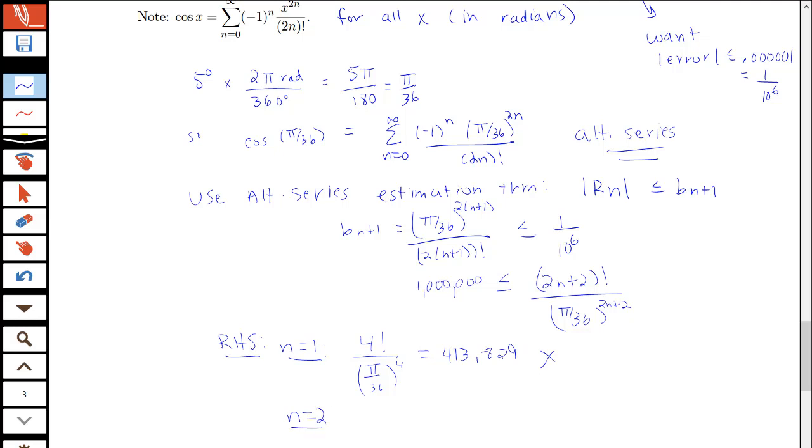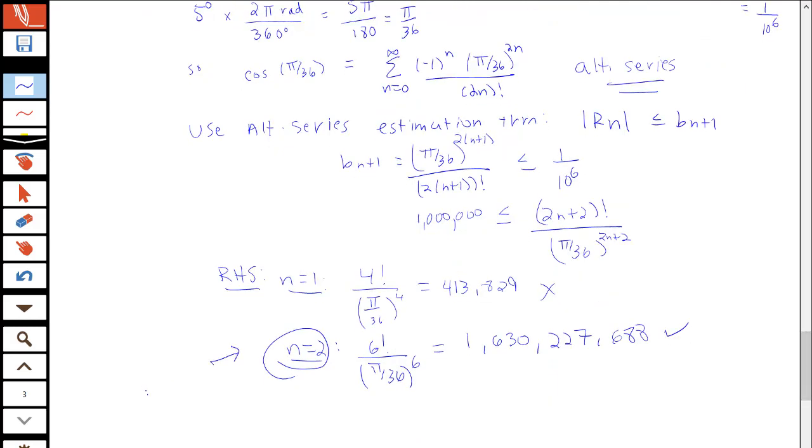But if we try n equals 2, I'll have 6 factorial all over pi over 36 to the 2 times 2 plus 2, to the 6th, which turns out to be equal to this very large number of 1,630,227,688. So that's definitely big enough. So we're going to use the values up to n equals 2. So notice that this is the index we need to go up to.